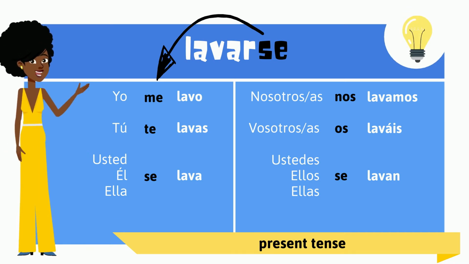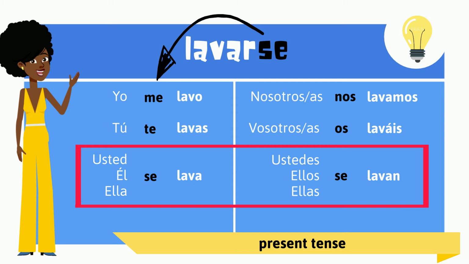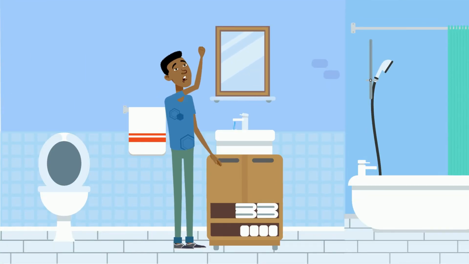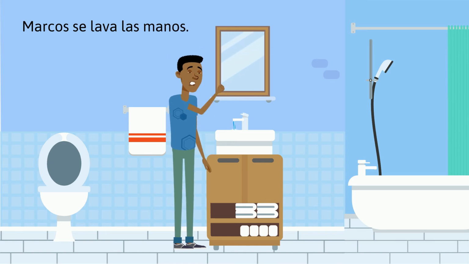Note: the personal subject pronouns are optional. However, they are often used in the third person singular and plural for clarification. Instead of just saying se lava las manos, you would often hear something along the lines of Marcos se lava las manos, since just saying se lava can be a bit vague.